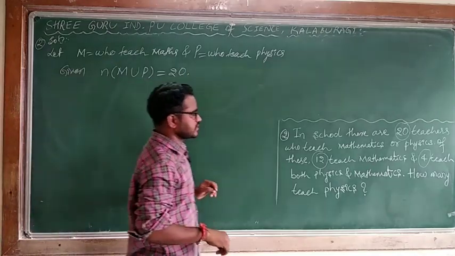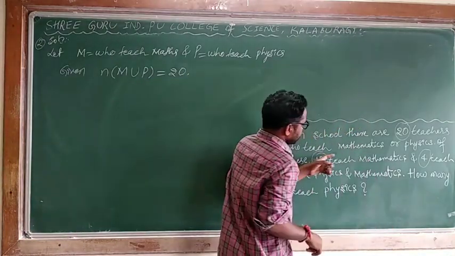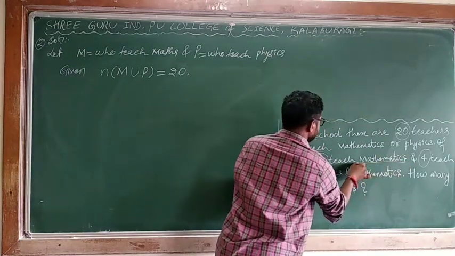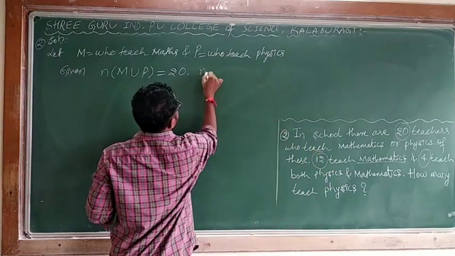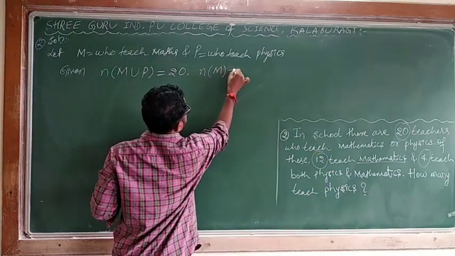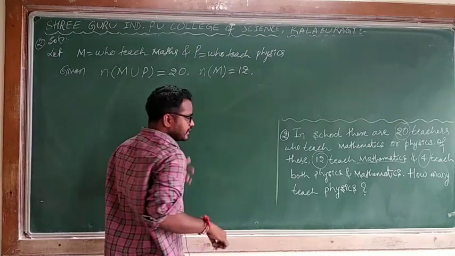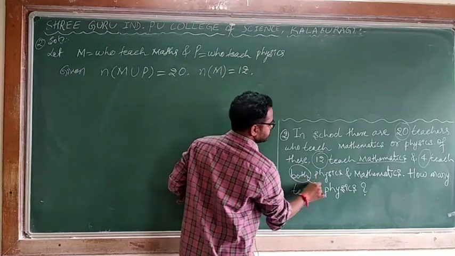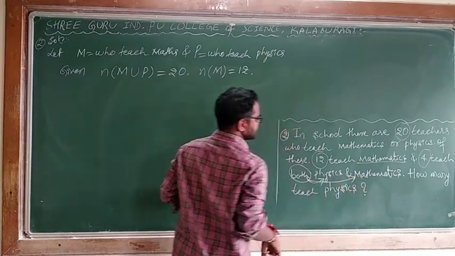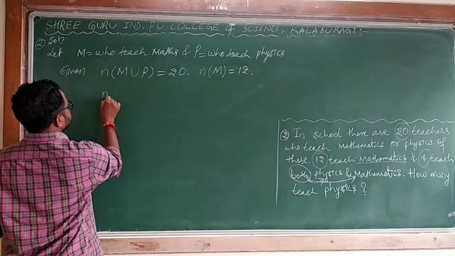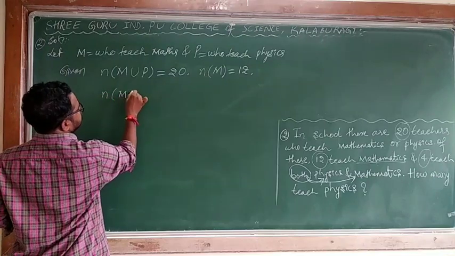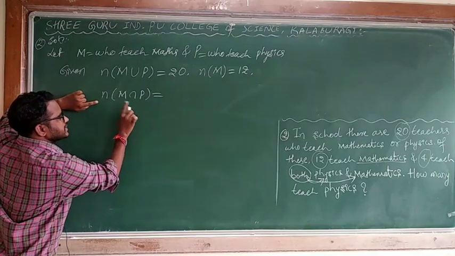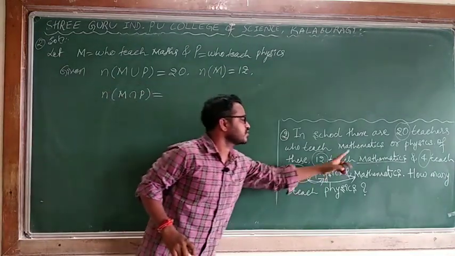Then another thing is given. Out of these, 12 teach mathematics. N of M, those who teach maths, is 12. And then he has given that 4 teach both physics as well as mathematics. Saying both is nothing but M intersection P. Those who teach physics as well as mathematics are 4 only.